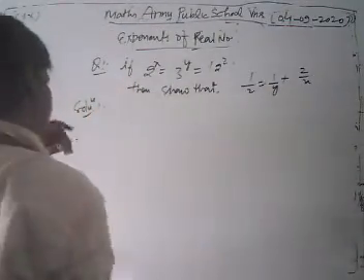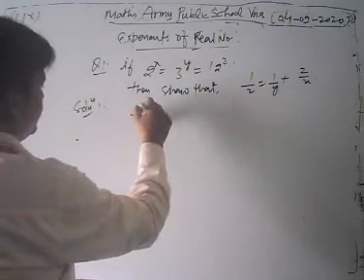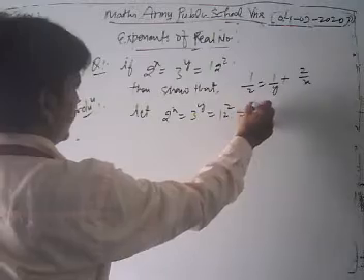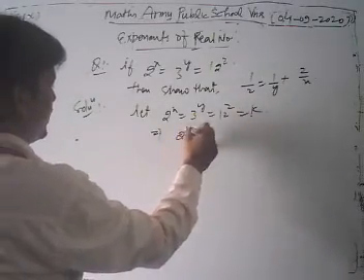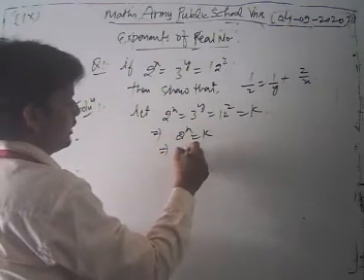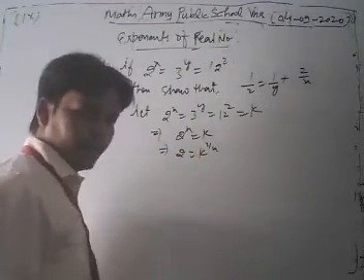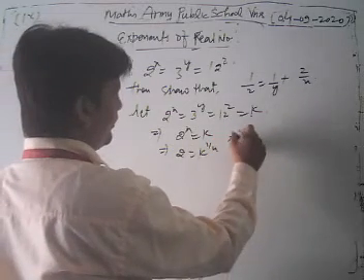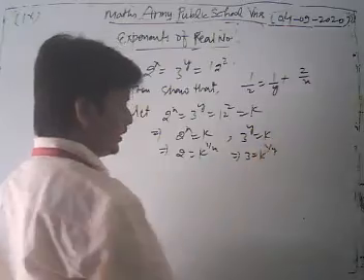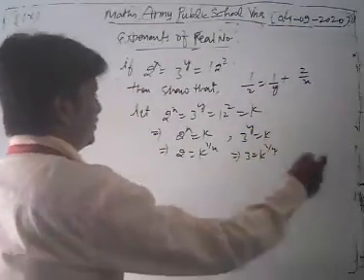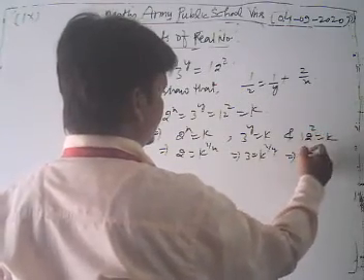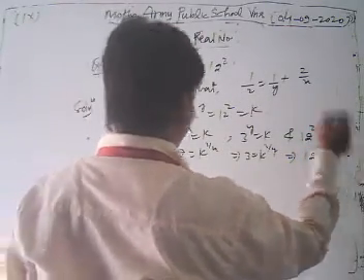First of all, dear student, let 2 power x, 3 power y is equal to 12 power z is equal to k. Then we find, if we take 2 power x is equal to k, then the value of 2 is k power 1 upon x. And when we take 3 power y is equal to k, then we get 3 is equal to k power 1 upon y. Right? And when we take 12 power z is equal to k, then we get 12 is equal to k power 1 upon z.